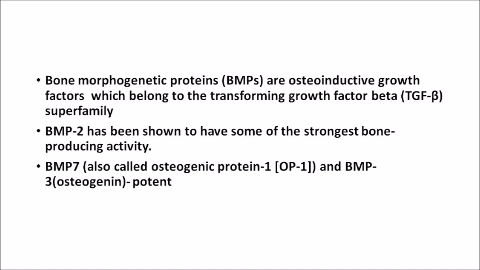Out of the many BMPs, the important ones for us are BMPs 2, 3 and 7. BMP 2 has been shown to have the strongest bone producing activity. So, BMP 2 is very important in bone producing activity.